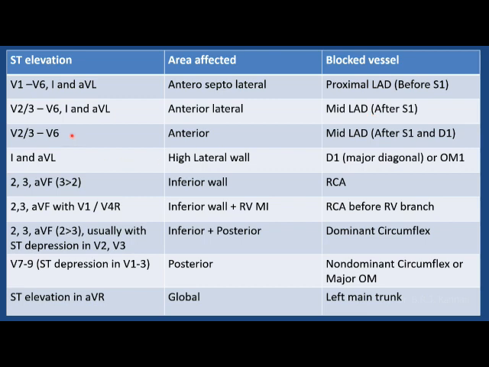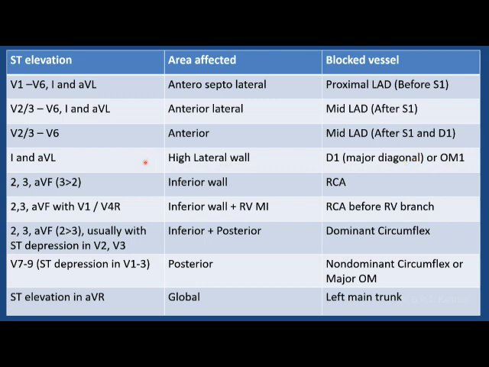Okay. Suppose leads 1 and AVL are not involved, only V2 to V6 are involved, which I showed in an example. That means it is anterior myocardial infarction in the mid LAD after S1 and D1. That is, S1 also escaped, D1 also escaped, and hence you have leads showing changes only in the chest leads, limb leads are not showing any change. Suppose the chest leads are not showing any ST elevation, only lead 1 and AVL are showing ST elevation. That means there is high lateral wall myocardial infarction, and here the culprit lesion is in the D1 or OM1. Okay, isn't it very clear?